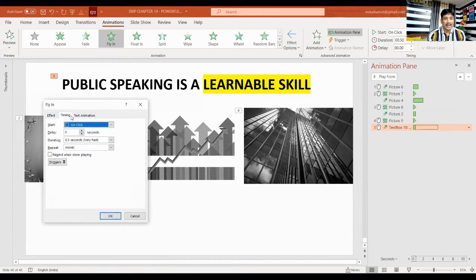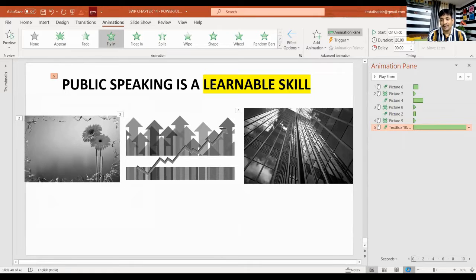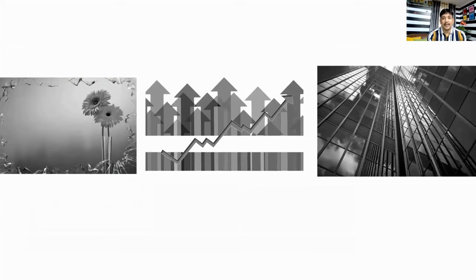Now timings. Second tab is timings. In timings, we know this: on click, with previous, after previous. We have all learned this, right? Now here comes duration. How fast do you want it to come? Right now it's in very fast mode. If I make it extremely slow, example, okay, now let's see. It takes a long time for the letters to come.